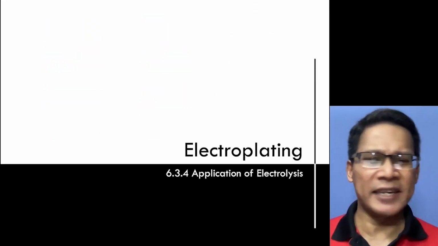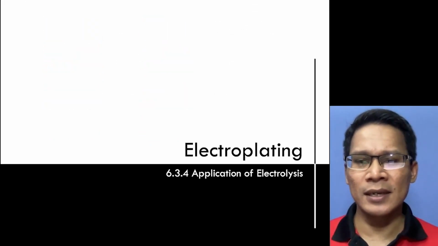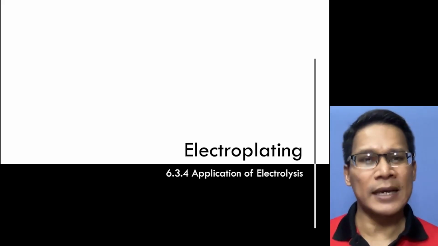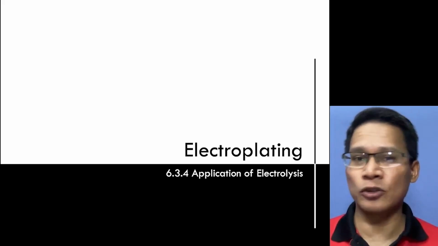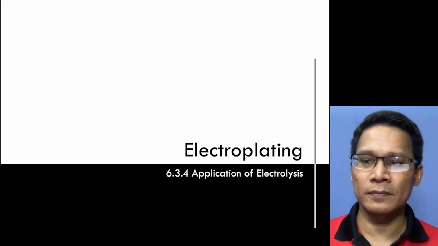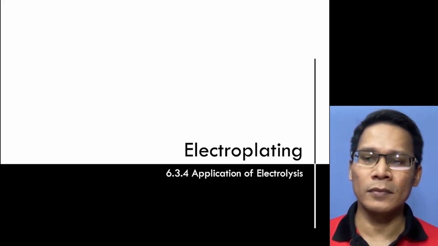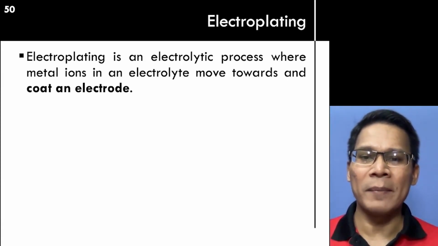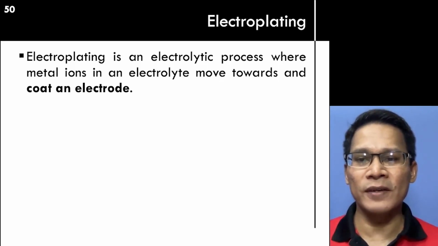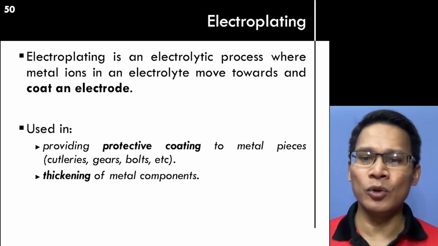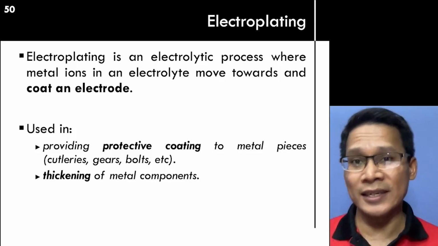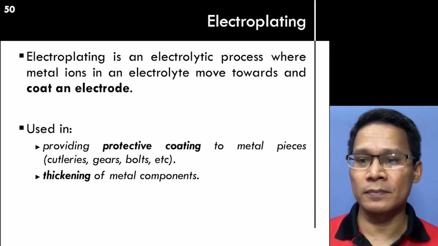Take a look at those shiny car bumpers, earrings, and Milofast spoons. Chances are that those items have gone through electroplating. Electroplating is a process where a metal coat is applied to the surface of other metals. This is typically done to provide a protective coating to the metal items or to thicken metal components.